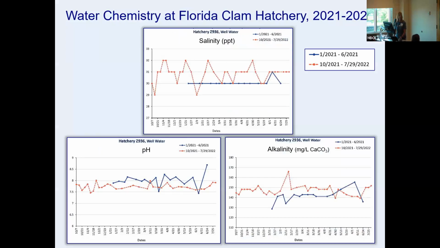So again, let's look at some graphs, and this is from a clam hatchery that used well water. And we can see that, is this working? No.